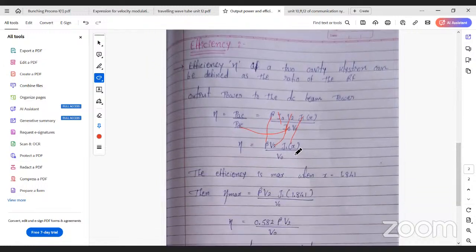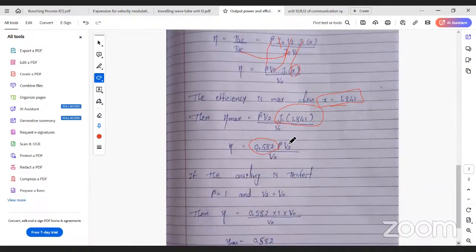Efficiency is maximum. Substituting the value of X equal to 1.841: beta V2 J1 of 1.841 by V naught. J1 of 1.841 equal to 0.582, times beta V2 by V naught. From this, I am calling it 58% efficiency. Why am I taking 58% efficiency? In this equation, I am treating beta equal to 1.